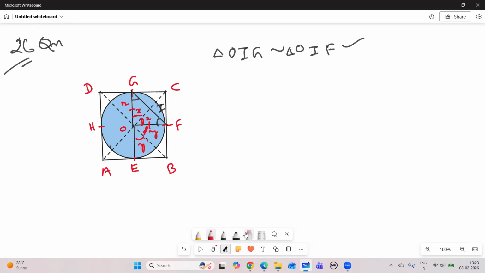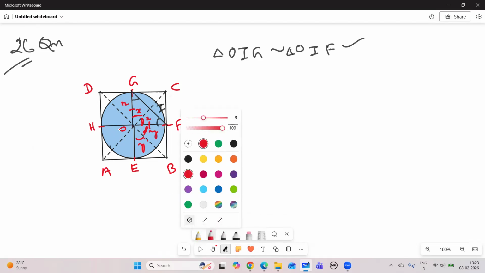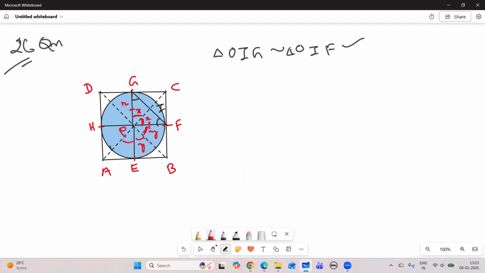Similarly, let us join H with O. Now, as we have obtained these two angles equal to x, we can obtain these two angles are equal. Let us call that equal value small z. Similarly, here also we can obtain these two angles are equal. Say they are theta, theta.